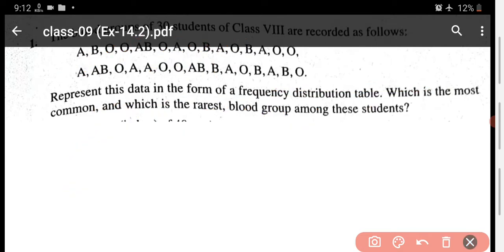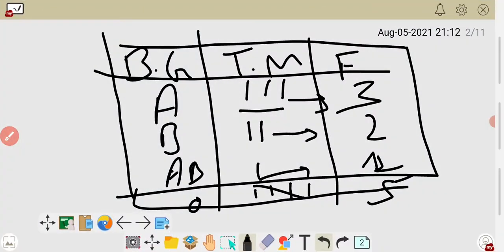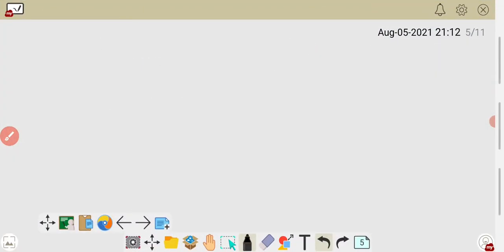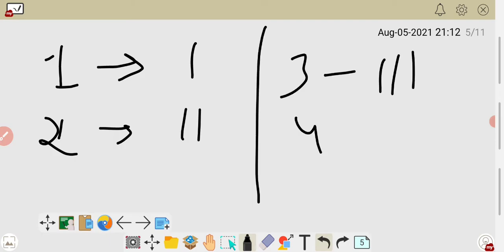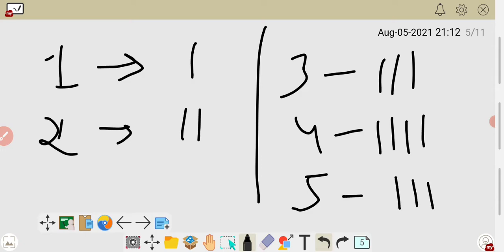Now I will show you on the board how to make it. For one, you have to draw one tally mark like that. For two, draw two tally marks. For three, three tally marks, for four, four tally marks, and for five you have to draw four tally marks and the fifth one you have to draw as a cross, so that the top of the first one meets the end of the last one. This is the right way to represent the tally mark for five.